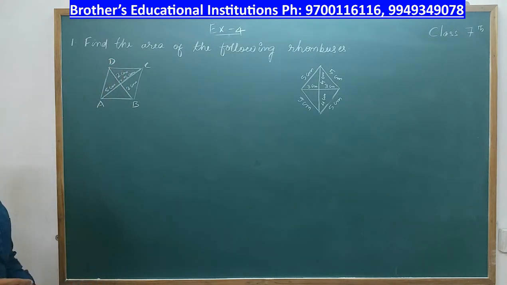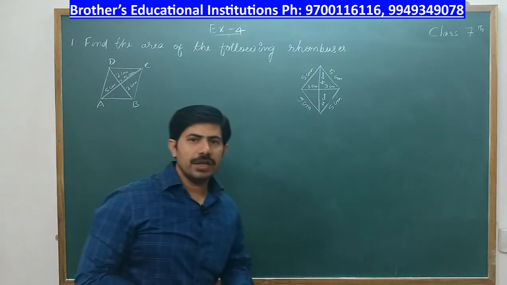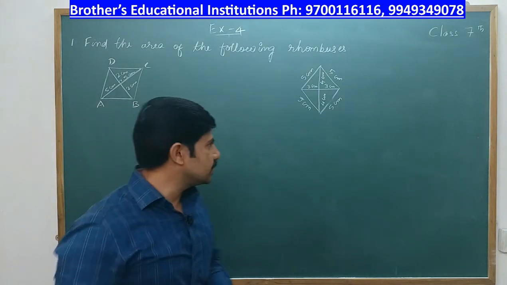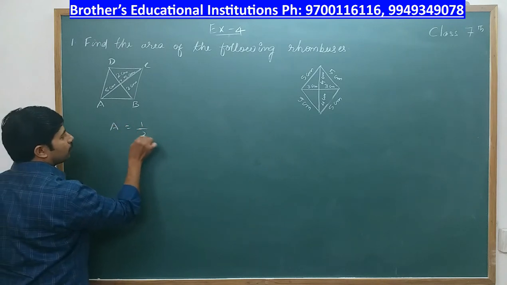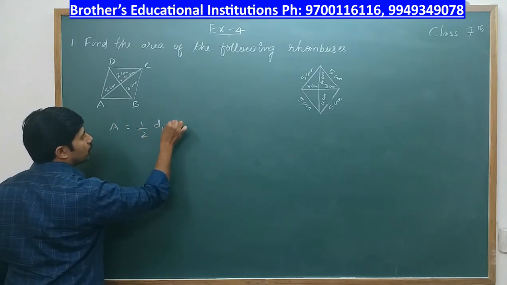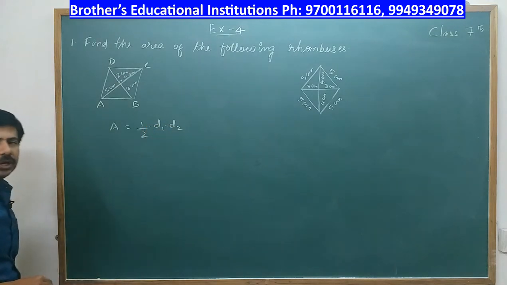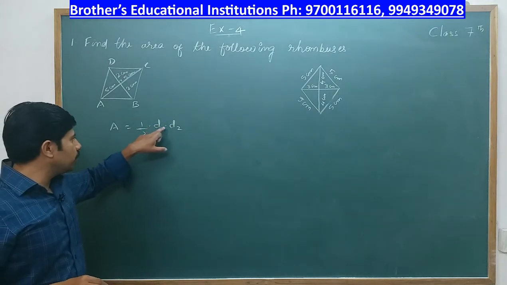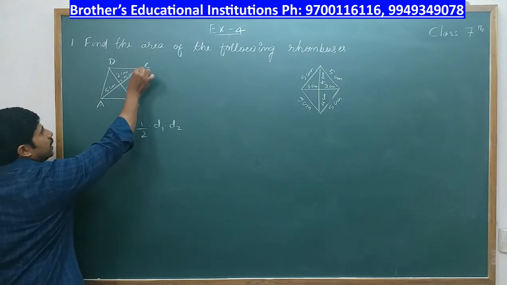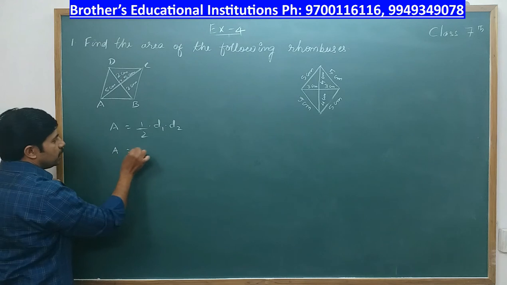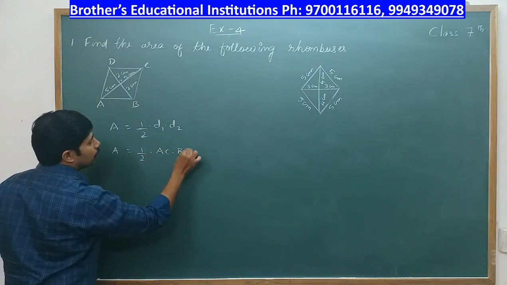Now area of rhombus when diagonals are given. See, the area of rhombus when the length of diagonals is given is A is equal to half into the product of the diagonals, that is half into D1 into D2. Now here what is D1? See, AC is D1. So A is equal to half into AC into BD.